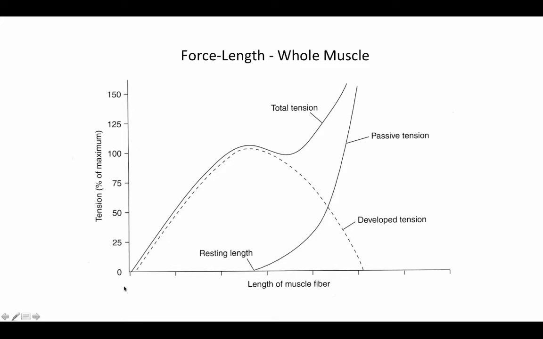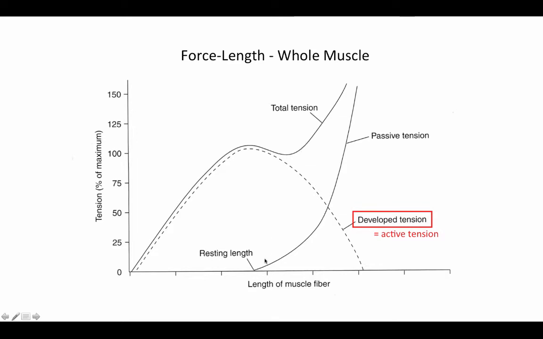So let's break this down and see what's happening here. So we see that the first part of this curve looks almost exactly like the curve that we saw for an isolated muscle fiber. So that's this dashed line here. And we call this developed tension or active tension. This is the force that is the result of the interaction, those cross bridges being formed between actin and myosin. Then at some point we start to deviate from that curve. And this is going to be the result of those connective tissues. Remember, that's the only thing that's different about this experiment.